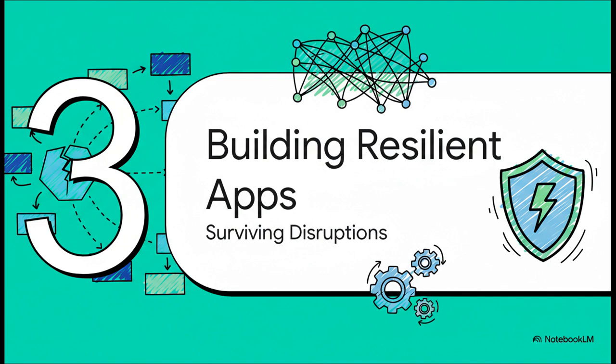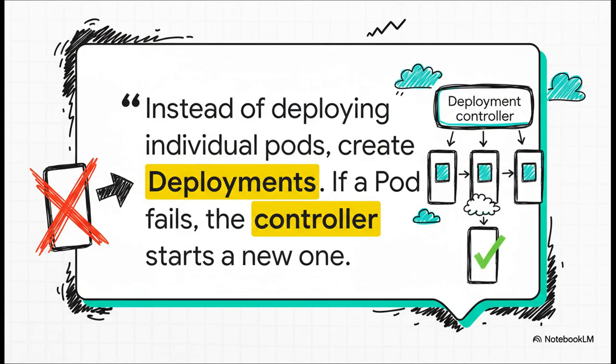EKS gives you all the Lego bricks, but you have to know how to put them together. Let's start with rule number 1. The first rule of Kubernetes Club is you do not run a single pod by itself in production, ever. You always use something called a deployment.